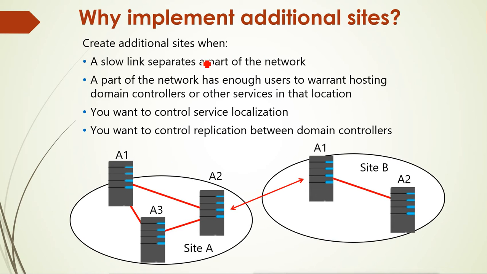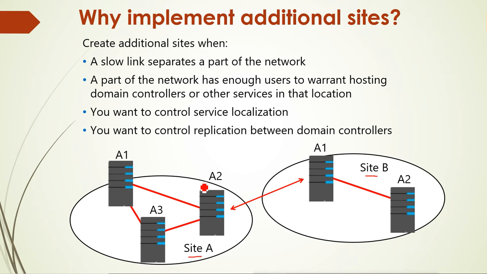So why do we implement additional sites? We create additional sites when a slow link separates a part of the network. That means site A is located in a different city, and site B is located in another city, and they are connected with a slow WAN link. That is why we configure them in separate sites.